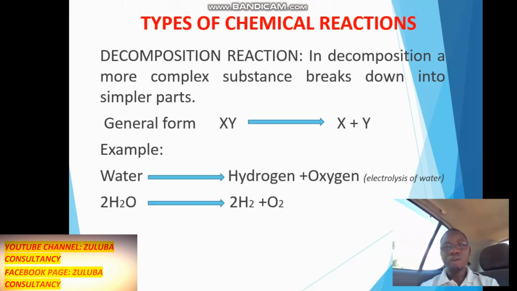What is the second type of reaction which we need to know? It is a decomposition reaction. In a decomposition reaction, a more complex substance breaks down into simpler parts. What's the general form for this reaction? We have XY, which is breaking down into X plus Y. An example of that reaction is water decomposing to form hydrogen and oxygen.